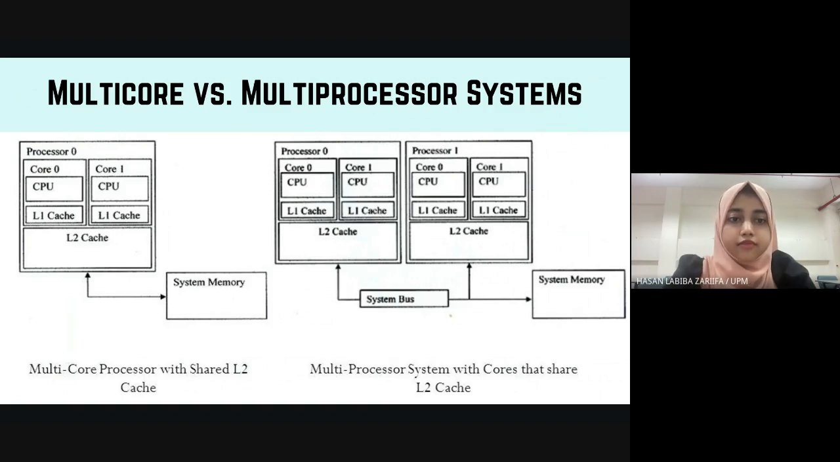Each of them has two cores, and all of their cores have their individual CPU with their level 1 cache. Each processor has its own shared L2 cache, and they are connected via a system bus, and both of the processors are connected to system memory. Let's move on to the next slide.